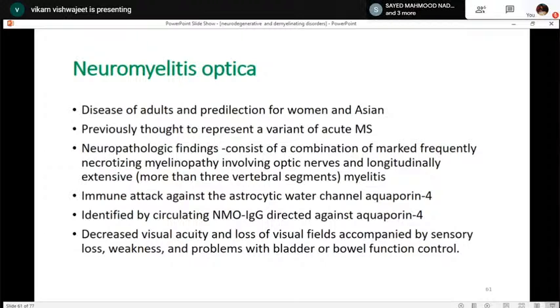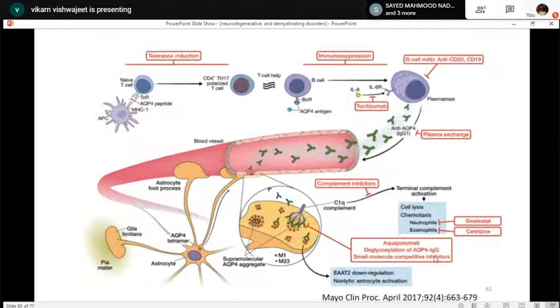So, this disease is seen in adults and has a particular predilection for women and Asian ethnicity. The main neuropathological finding consists of a combination of necrotizing myelopathy involving optic nerves and longitudinally extensive myelitis. In neuromyelitis optica, there is immune attack directed against the astrocytic water channel protein aquaporin 4. Clinically, the patient presents with decreased visual acuity, loss of visual fields accompanied by sensory loss, weakness, and problems with bladder and bowel control.